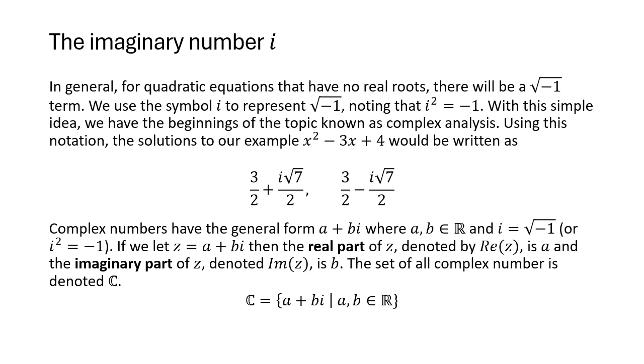We used the symbol i to represent the square root of minus 1, noting that i squared equals minus 1. And this is pretty much the beginning of complex variables and then complex analysis. So for our previous example, you see in the middle of the page there, we can rewrite that in terms of i, removing the square root of minus 1 and replacing it with i. This is typical notation. In general, complex numbers are of the form a plus bi, where a and b are real numbers and i is the square root of minus 1.